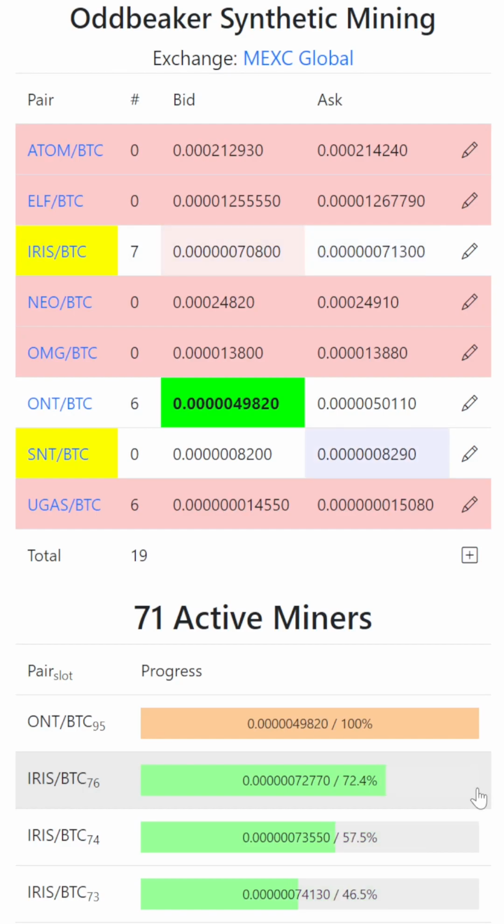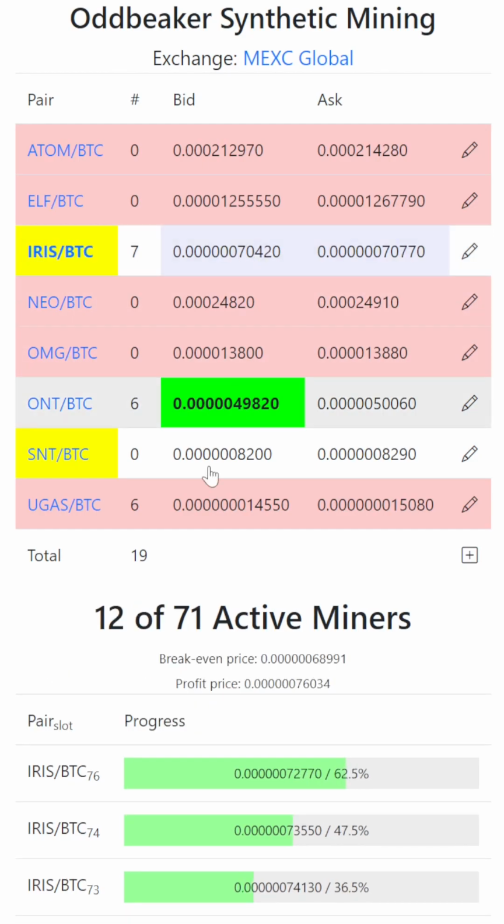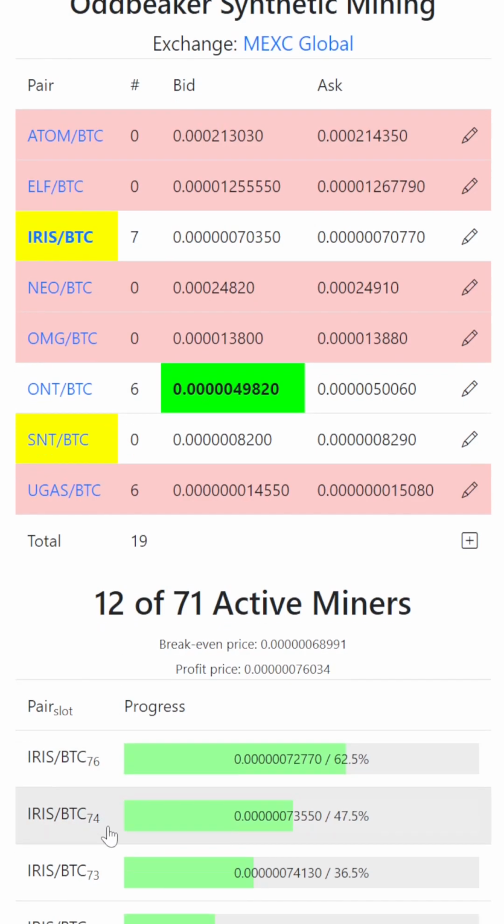I think that's everything except for, let's look at, how about Iris? Because we have a lot of stuff here on Iris. If I click on Iris up here in the paired list, you'll see 12 of 71 active miners. So there's 12 Iris orders going right now.